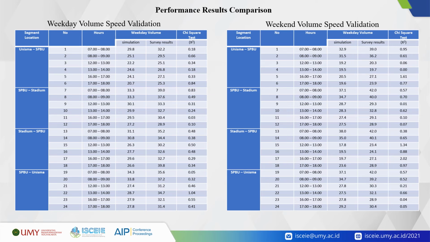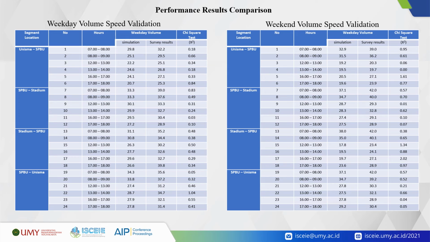This slide is about the performance result comparison. As you can see, there are two tables in this picture. It's weekday volume speed validation and weekend volume speed validation. It's to find out the significance of the difference in data from traffic simulation results that have been carried out with the previous Google API. Validation is needed for this.